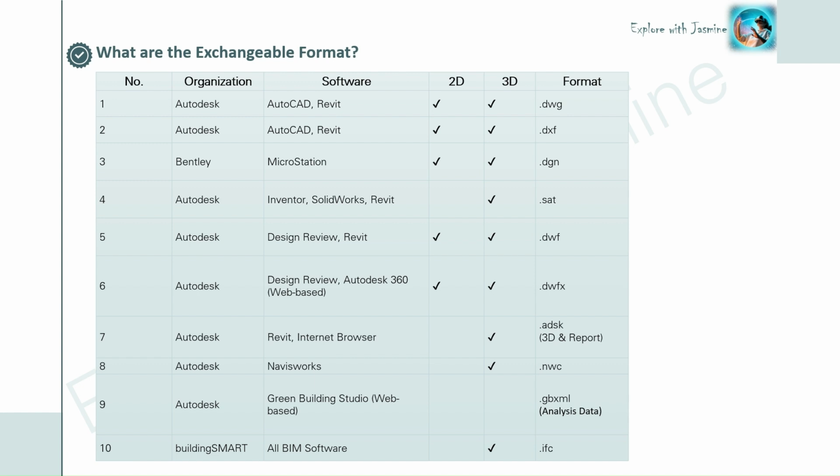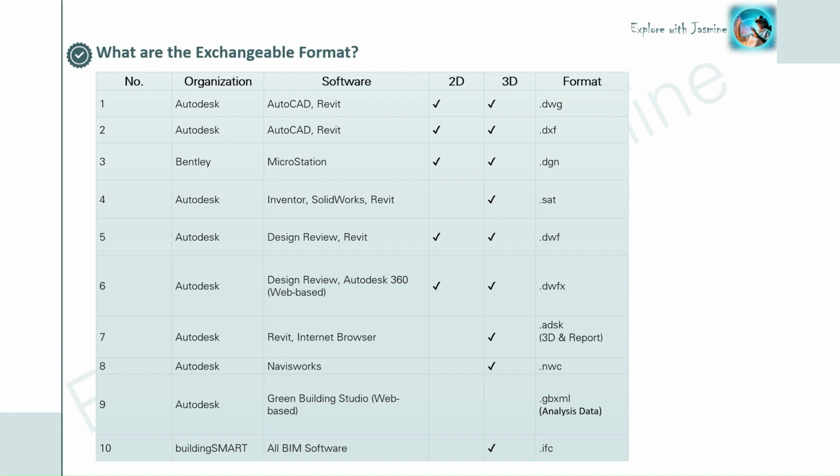What are the exchangeable formats? This table shows common exchangeable file formats used in BIM workflow. These formats allow data sharing between different software platforms such as Revit, AutoCAD, Navisworks, Bentley, MicroStation, and other BIM applications.